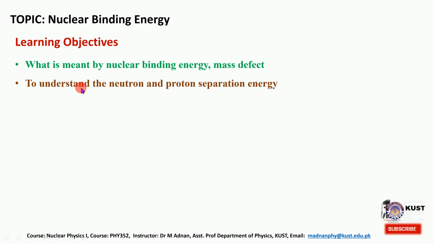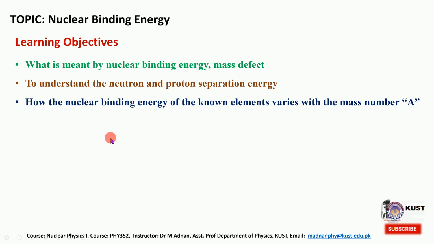Now, they will be able to understand the neutron and proton separation energy, and also they will be able to understand the trend of the nuclear binding energies of the known elements. By known elements, I mean the elements of the periodic table, and some of the elements that are made in the laboratory, the stable elements, and how their binding energies vary with the mass number A.